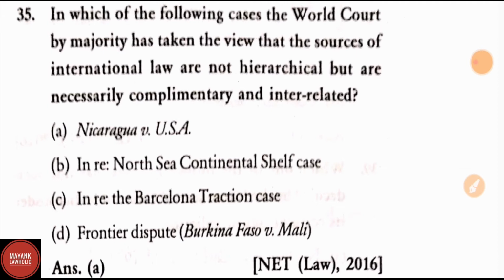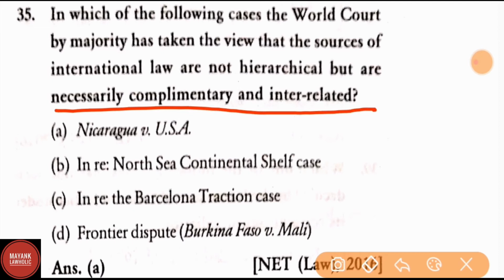In which of the following cases the World Court by majority has taken the view that the sources of international law are not hierarchical but are necessarily complementary and interrelated? It was held in the case of Nicaragua versus United States of America.